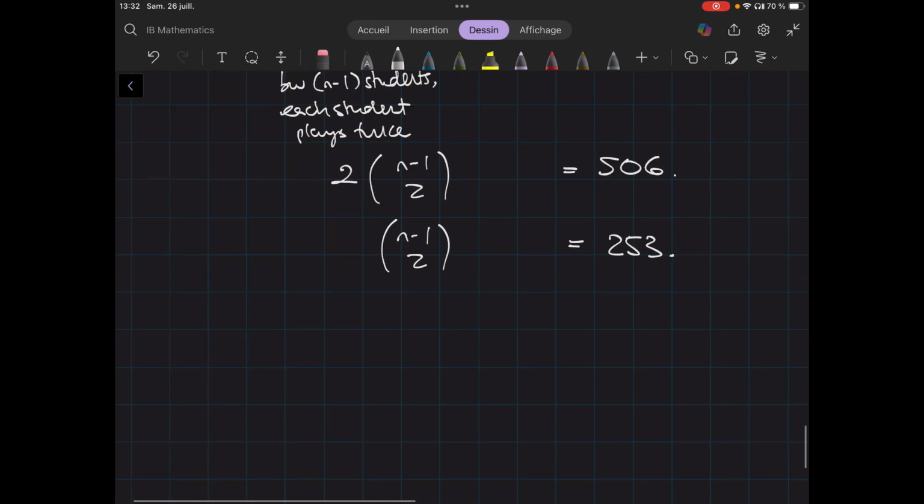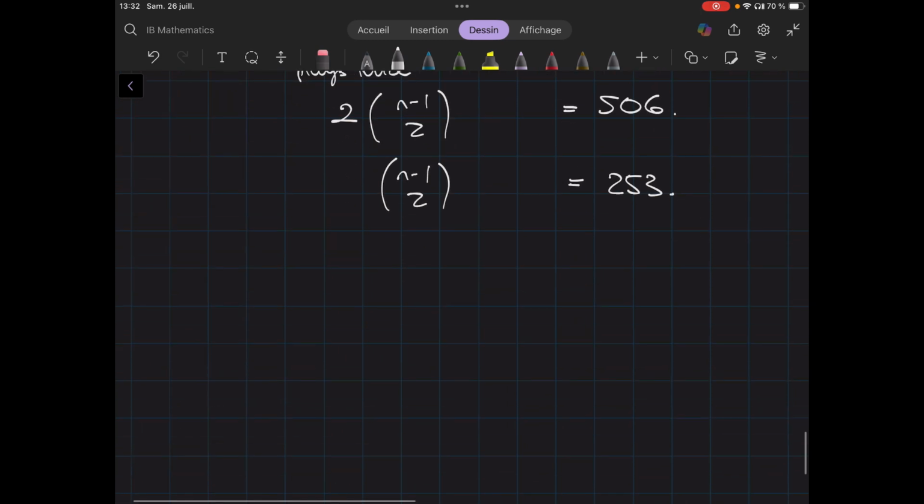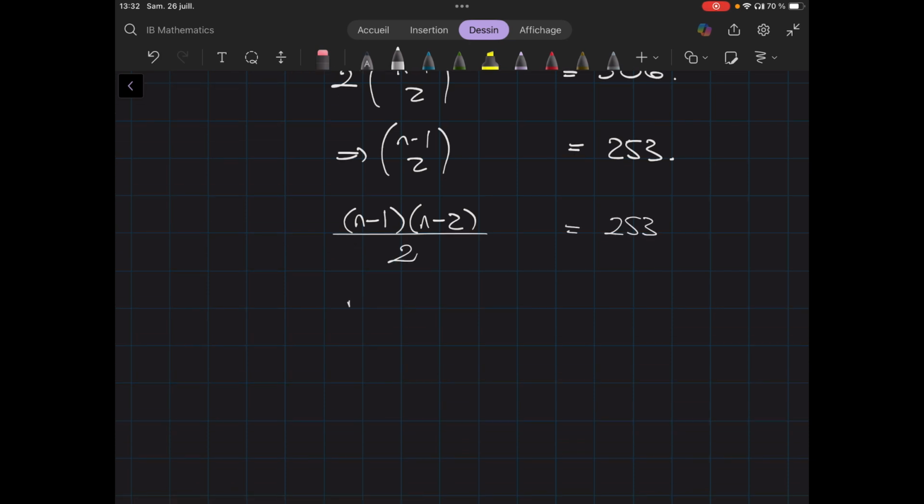$253. Okay. How do we deal with this guy? n-1 choose 2. So this is equal to n minus 1 times n minus 2 divided by 2, which is equal to 253. Therefore, n squared minus 3n plus 2 is equal to 506. n squared minus 3n minus 504 is equal to 0.